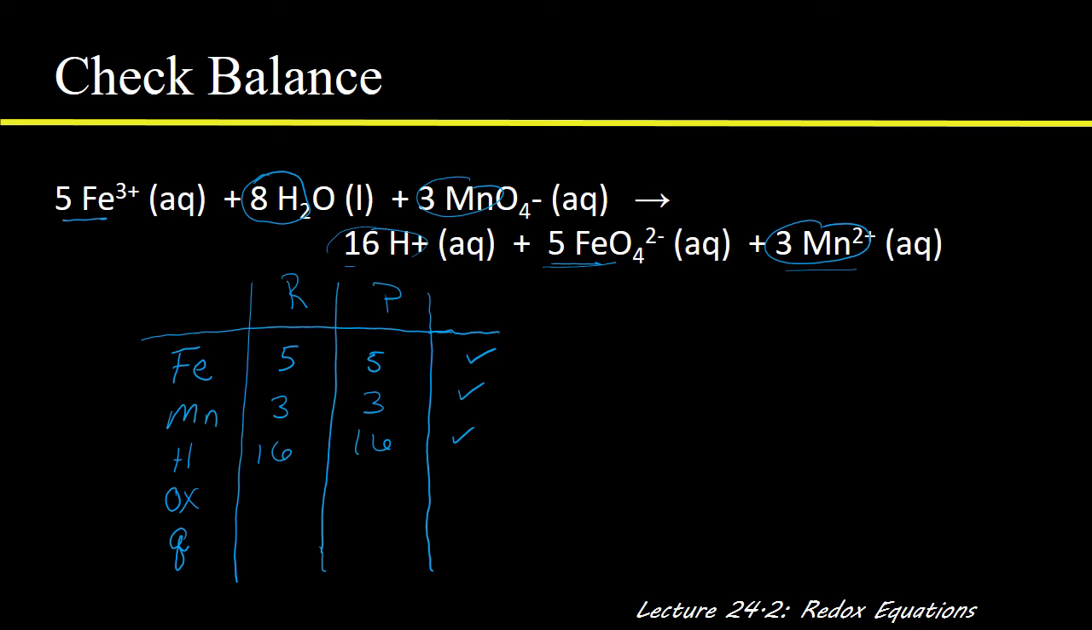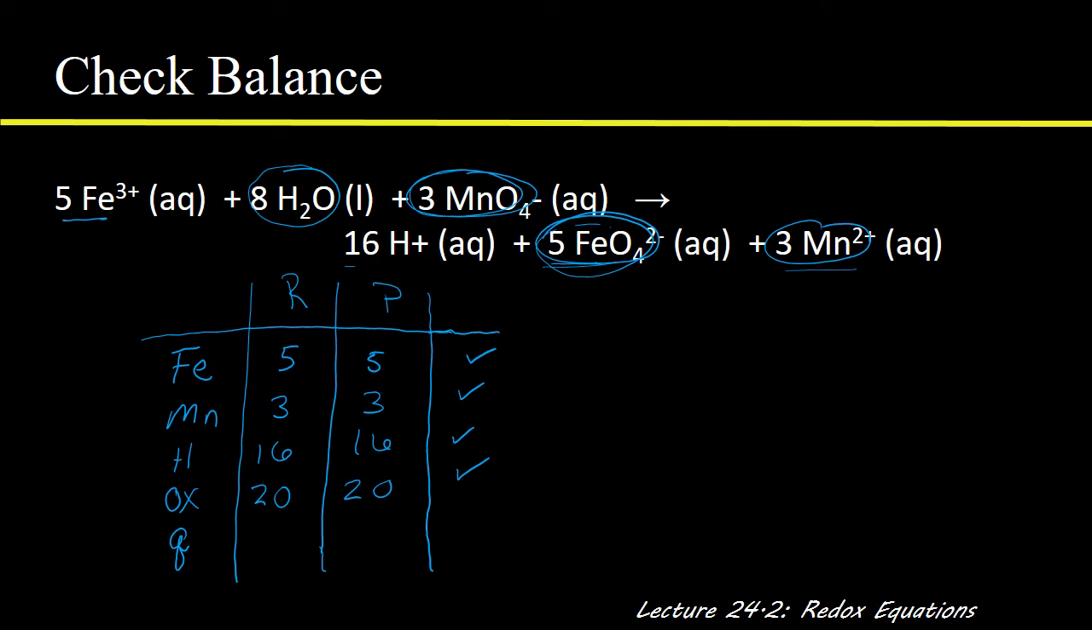Oxygens. All right, I have to be really careful with our oxygens because they're spread out over a couple of different species. So we've got 8 oxygens here in this water, and we've got 12 oxygens here in the permanganates. So 8 plus 12 is 20. 20 oxygens on the reactant side. And on the product side, we've got 5 ferrate ions. Each one's got 4. So we've got 20 oxygens on that side as well. Yay. And then we'll check the charge.